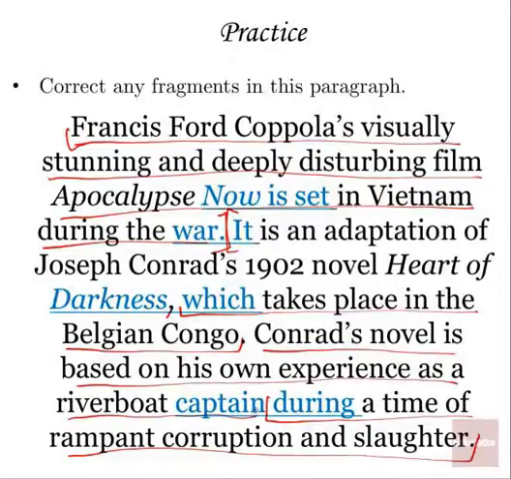Now, read the whole thing through, and you'll find it reads much more smoothly, and there are no fragments. Francis Ford Coppola's visually stunning and deeply disturbing film Apocalypse Now is set in Vietnam during the war. It is an adaptation of Joseph Conrad's 1902 novel Heart of Darkness, which takes place in the Belgian Congo. Conrad's novel is based on his own experiences as a riverboat captain during a time of rampant corruption and slaughter.